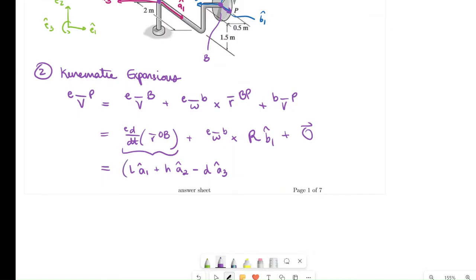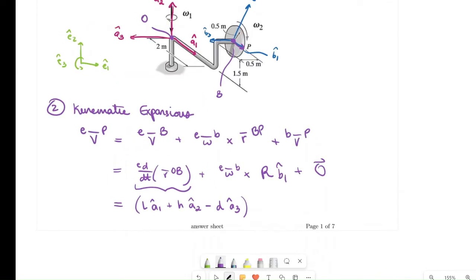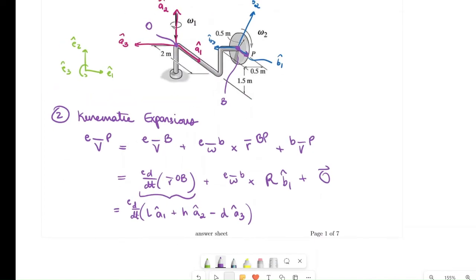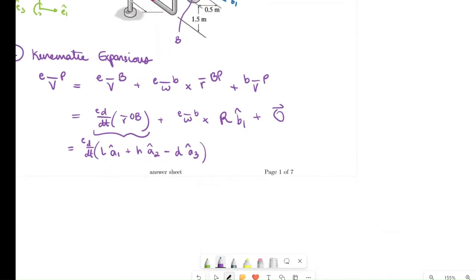So we need to take this expression from O to B and do this. In this process, I'm probably going to go faster because we've already done a lot of stuff, like figuring out what the angular velocity of B and E is. So I'm just not going to go through that again.